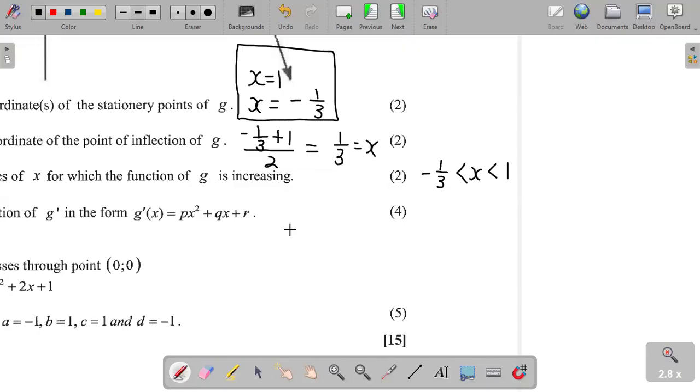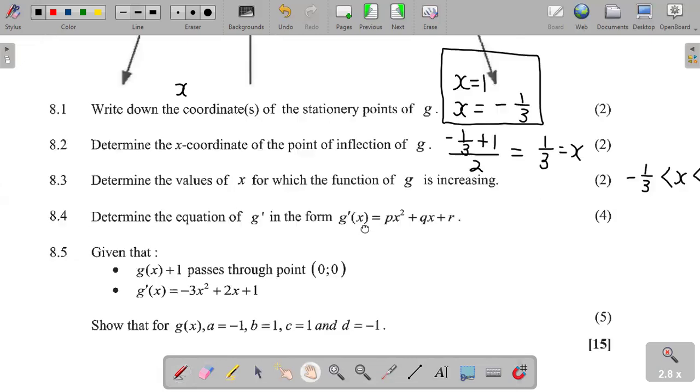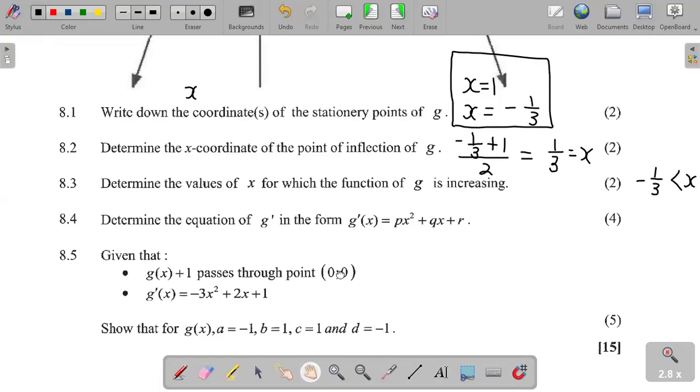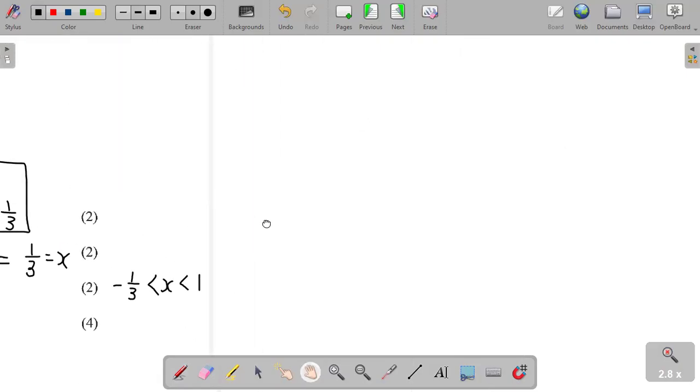And then, so they say that, and then for 8.4, determine the equation of g prime in the form g prime of x equals px squared plus qx plus r. Okay. Okay. So, okay. 8.4.